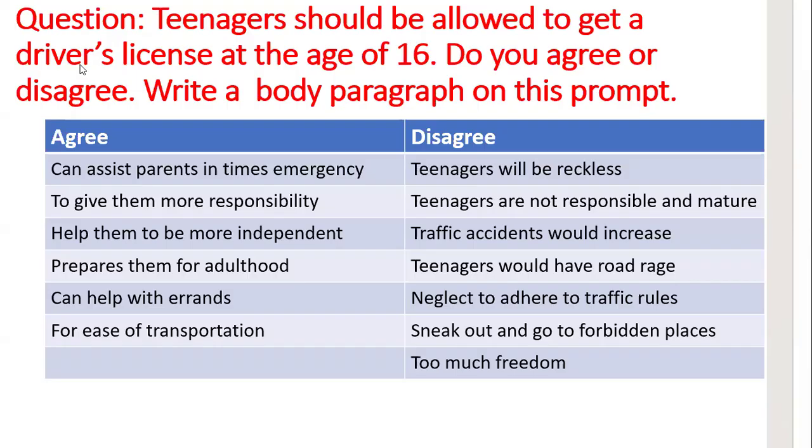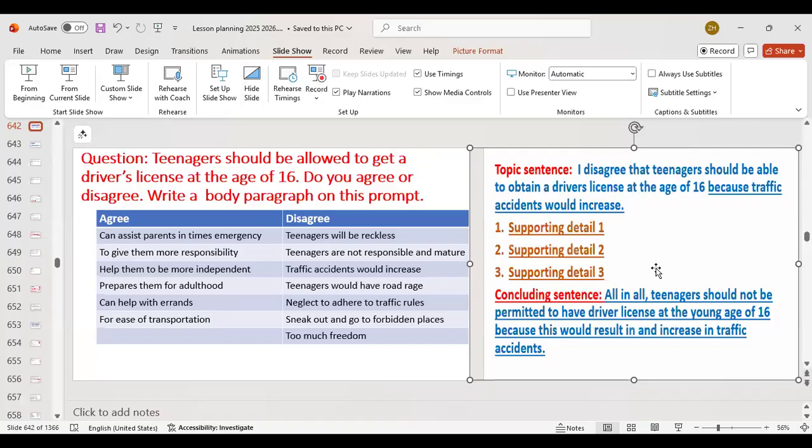And then once you finish, you're going to end the same way you began. You could say, all in all, teenagers should be allowed or should be permitted to get a driver's license because it gives them more responsibility and makes them more mature. That makes sense? Yes, sir. But very, very good first attempt, okay? Good stuff. Yes, sir. So all I got wrong was the beginning. Yes, so just change the beginning.